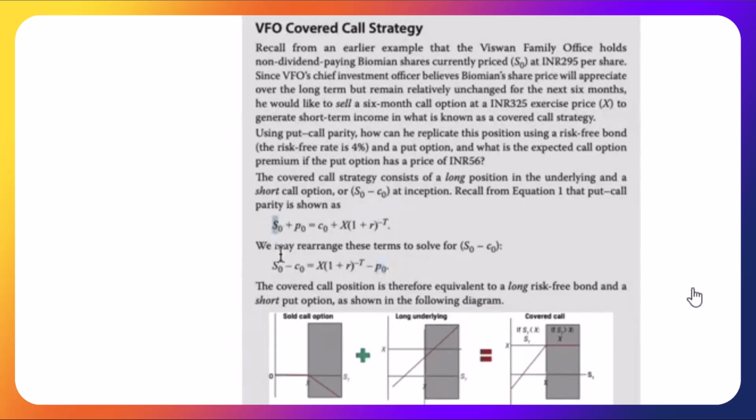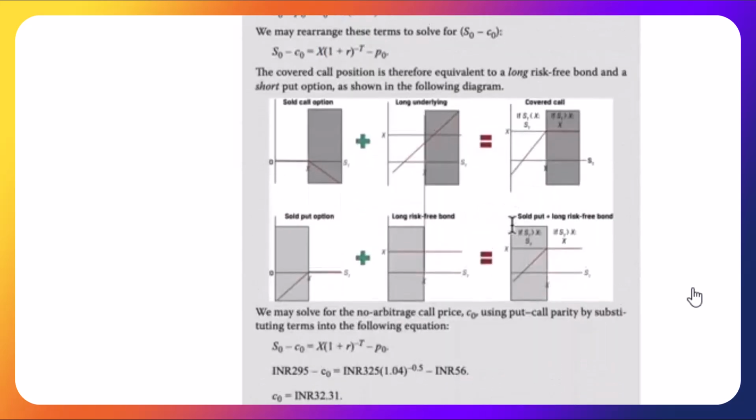It's $2.95. There's the value for S0. We are told what the put price is. It is 56. So there's the put price right there. The call price we don't know, and we know the strike price here is $3.25, and we're told that R is 4%. So that's just algebra after that.